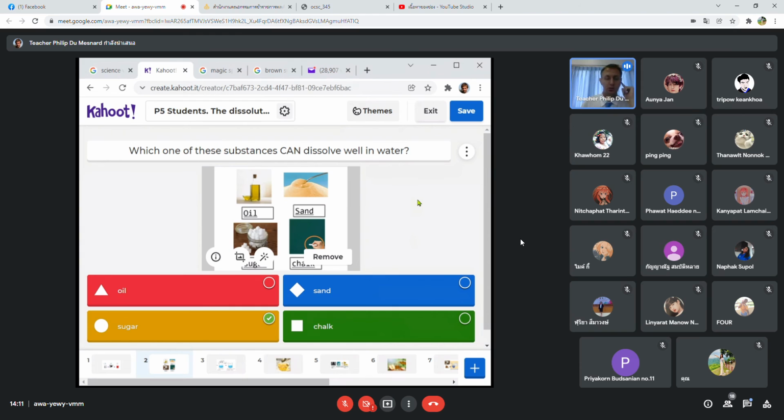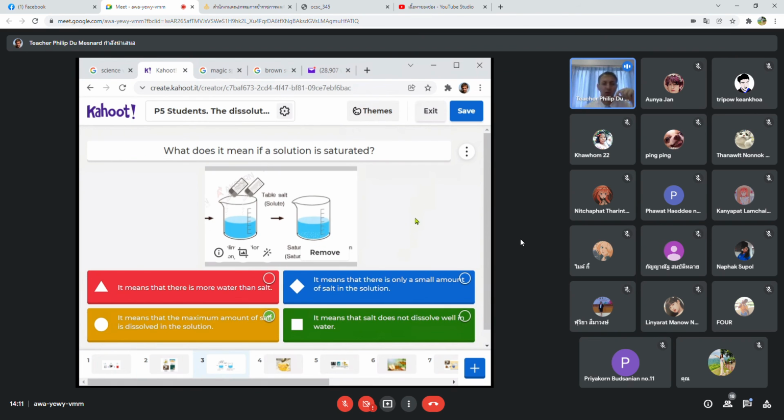Okay, and this one, class, we already looked at which things can dissolve and which things cannot dissolve. So which one is the one that can dissolve? Sugar. That's it, yeah. And so if sugar dissolves, it makes a homogeneous mixture, which is one color, and it's a very good mixture. Okay, so then number 3, when you add more and more and more salt, at some point you cannot add more salt, it's saturated.